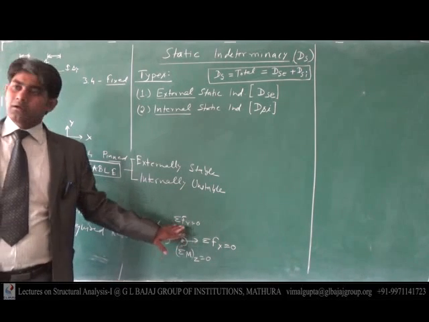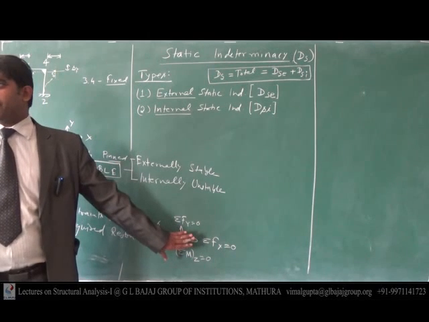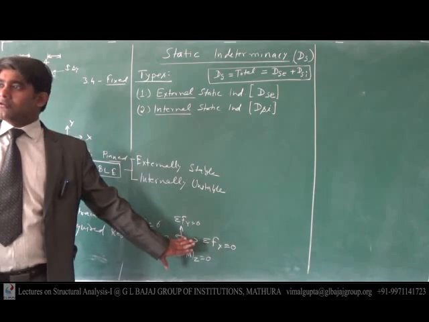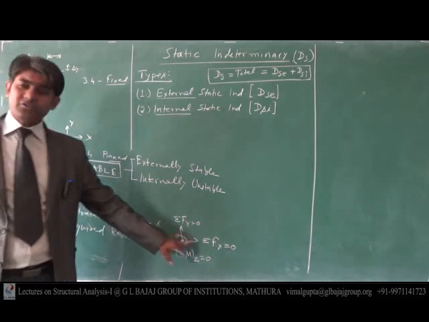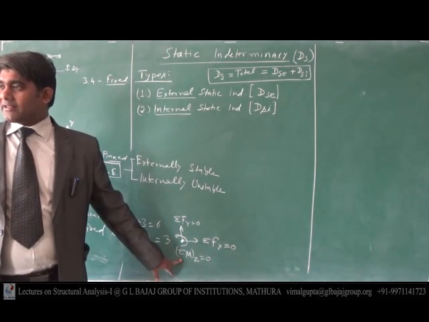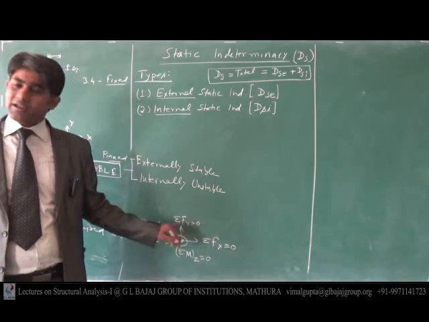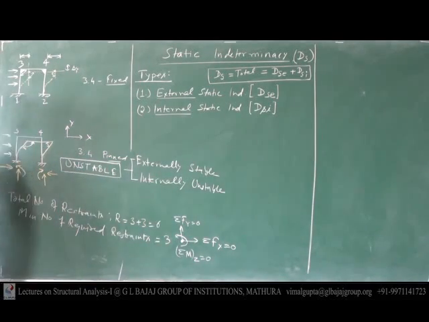Globally, this type of condition must be satisfied if we want to make a structure stable externally. That condition must be satisfied, meaning sigma Fx is 0, sigma Fy is 0, and sigma Mz is 0. That condition must be satisfied to have external stability.